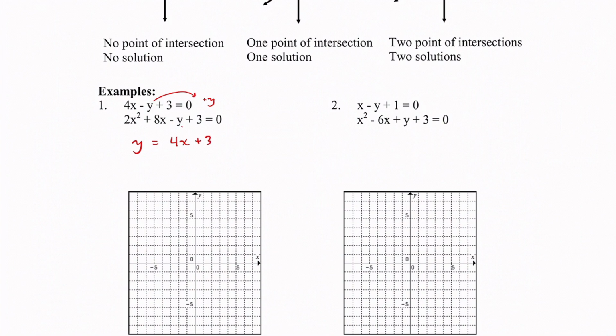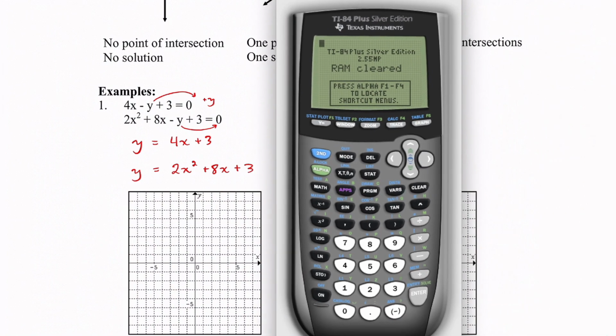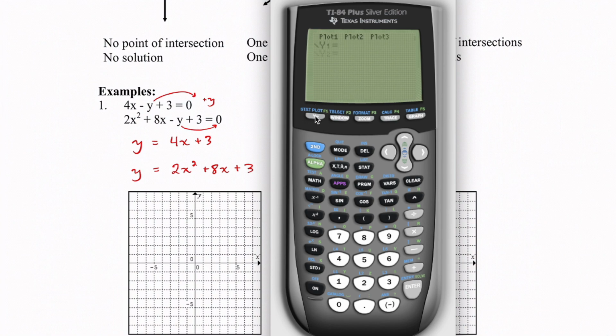I'll do the same thing with this one. If I move that over, it's going to turn into positive y. So I'll have y all by itself, and then 2x squared was on the left, and an 8x, and a plus 3. So what I can do next is get out my graphing calculator, and we'll go into y equals, and then we'll type these in.